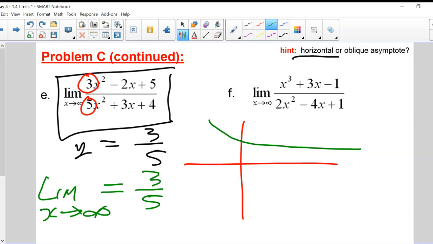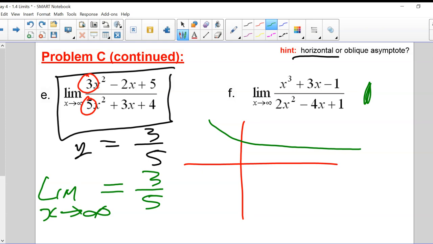Now, what happens when the top has a higher degree than the bottom? Does anybody know what happens in that case? Oh, let me just mention something else. When the bottom has a higher degree than the top, which is the other way around, not the case that we have here, the case here is the top is bigger than the bottom. But when the top is lower than the bottom, then the horizontal asymptote is the x-axis. It's the y equals 0 line, just so you know.